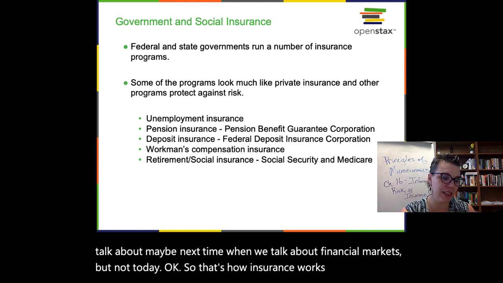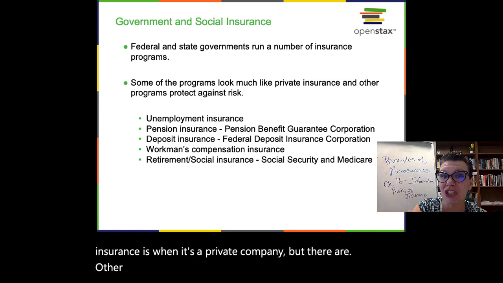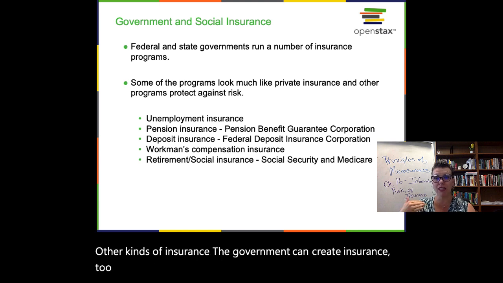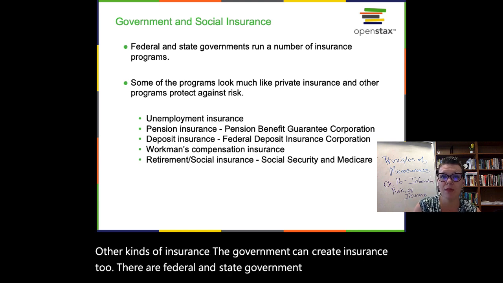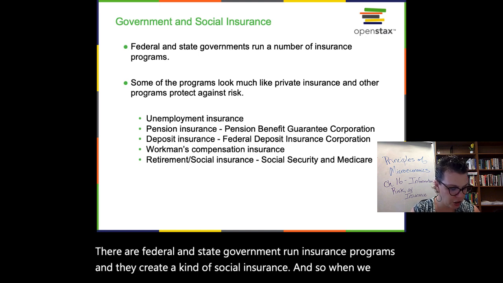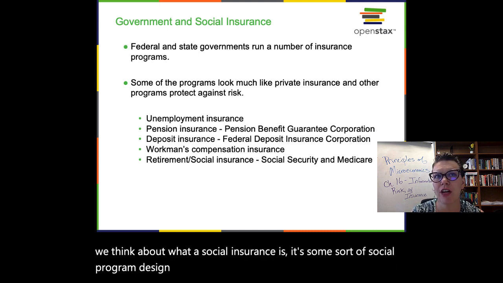Private insurance is when it's a private company, but there are other kinds of insurance. The government can create insurance too. There are federal and state government-run insurance programs, and they create a kind of social insurance. And so when we think about what a social insurance is, it's some sort of social program designed to provide a safety net for people.